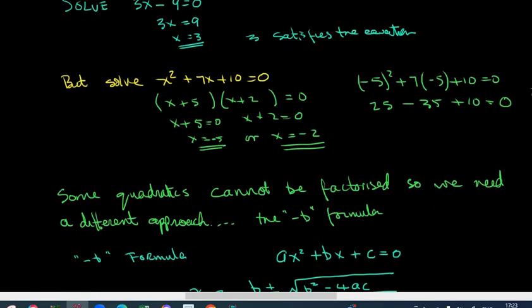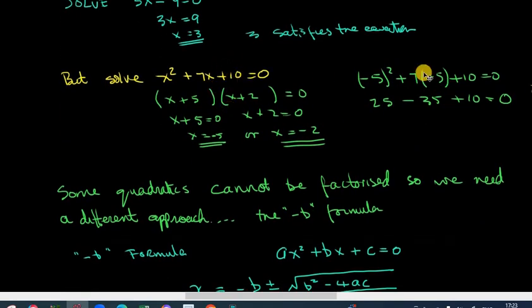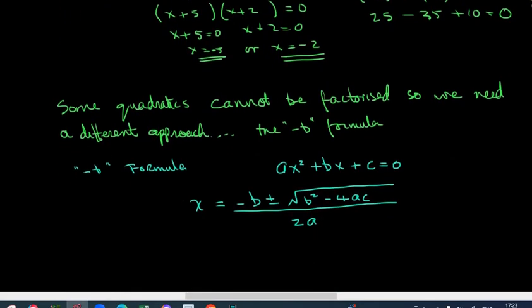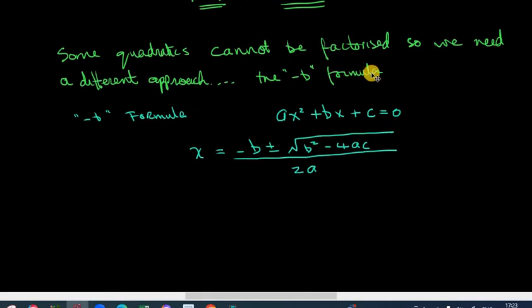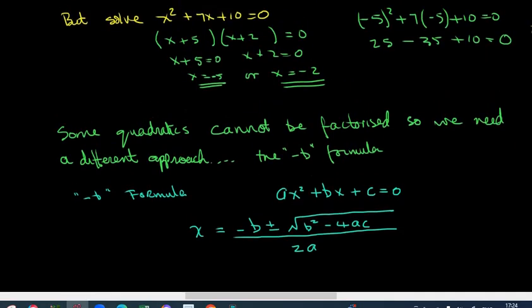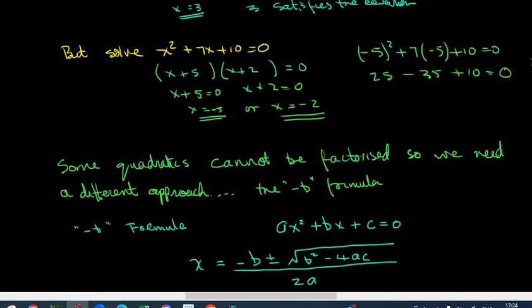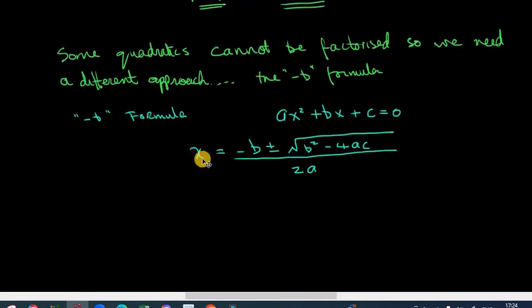But not all quadratics can be factorized. If I give you an equation, I'll give you one in a few minutes, you can't factorize it. So you have another technique, another tool in your kit bag, if you like. You can use the minus b formula. And if an equation is written in this form here, ax squared plus bx plus c is equal to 0, where a is the coefficient, the number in front of the x squared, and b is the number in front of the x, and c is a constant number, like this one here, but you can't factorize it. We'll talk about that in a moment. You can use this equation here. I can say that x is equal to minus b plus or minus the square root of b squared minus 4ac all over 2a. You'll get to know this formula quite well in time.